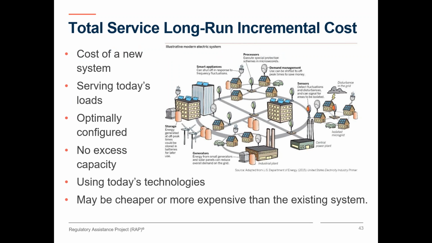The manual discusses the option of a total service long-run incremental cost. This is the cost of building a new system with today's technologies optimally configured to serve today's loads. This hypothetical system has no excess capacity. It's the cost a new entrant would incur to serve today's customers if competition were feasible. This may be cheaper or more expensive than the existing system, given the combination of inflation driving costs up since systems were built in the past and technological innovation driving costs down.